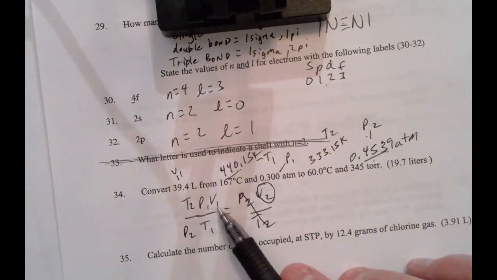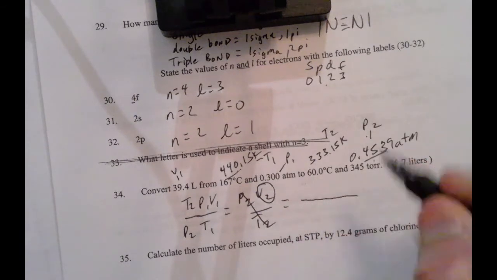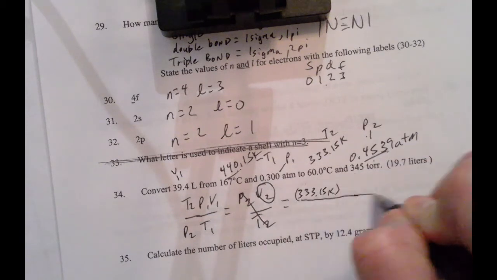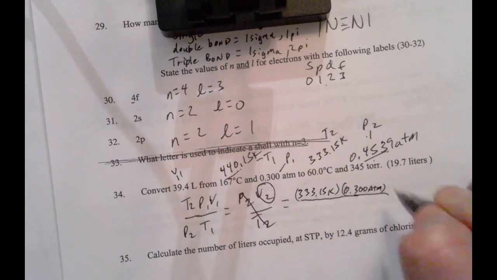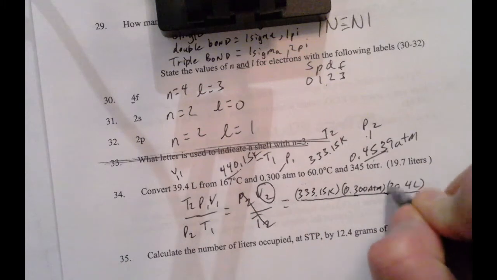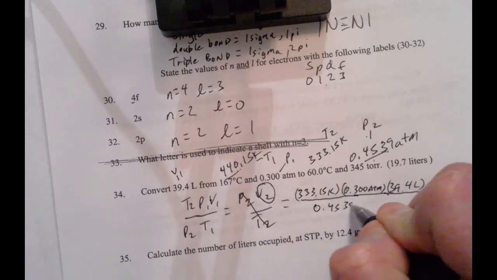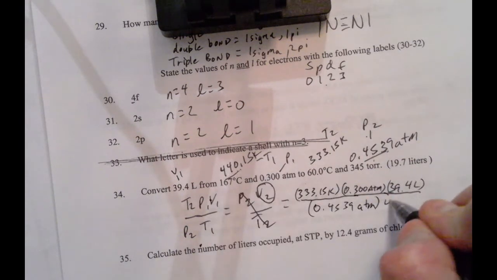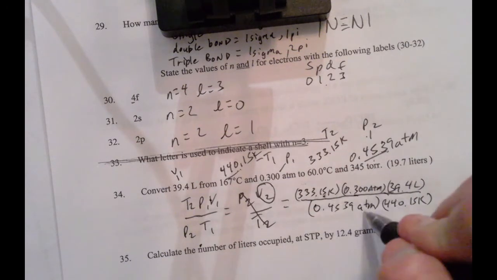Let's see if I can do this just with the words, or should I write it down? I'll go ahead and write it down for this one. So we have T2, 333.15 K, P1, 0.300 atmosphere, V1, 39.4 liters, P2, 0.4539 atmospheres, and T1, 440.15 Kelvin. Notice our Kelvin and our atmospheres are going to cancel out.